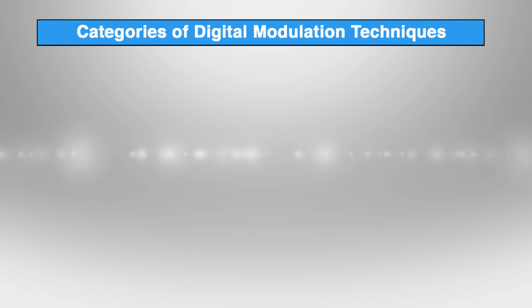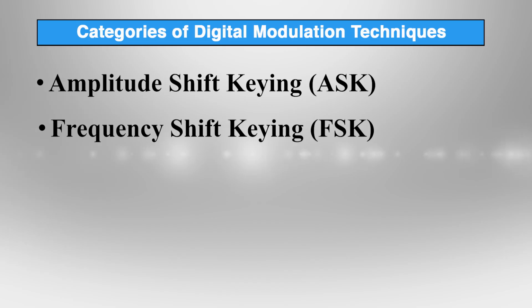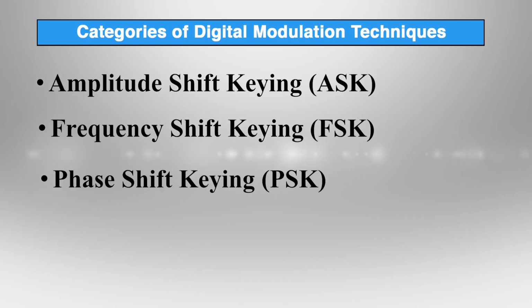Categories of digital modulation techniques. Digital modulation techniques can be broadly categorized based on how they vary the carrier signal. The primary categories are amplitude shift keying, the first one, frequency shift keying, the second one, and the third one is phase shift keying. Each category includes various techniques that differ in their modulation methods and performance characteristics. We will explore each category in detail, examining their advantages, disadvantages and applications and compare them.